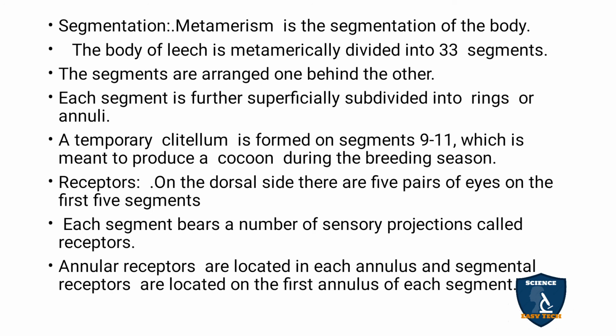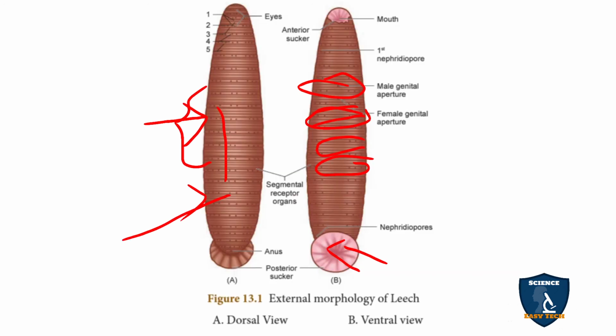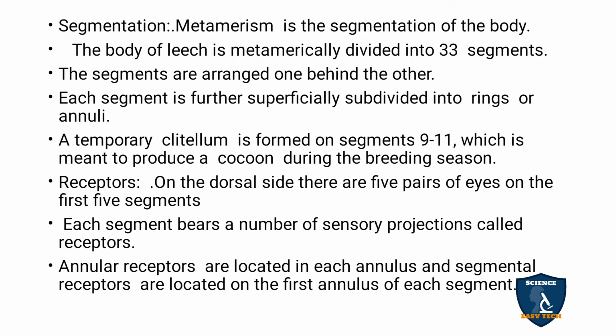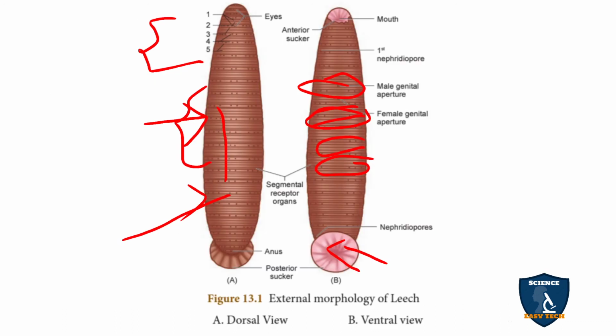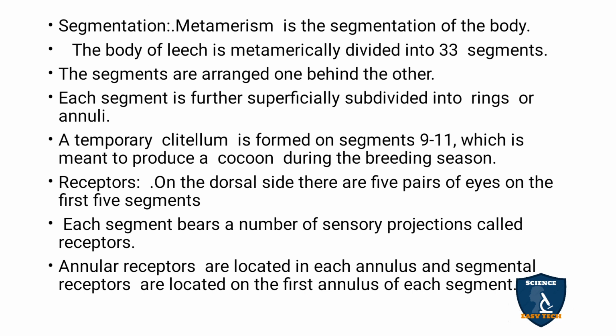Receptors. On the dorsal side you have 5 pairs of eyes, that is, sense organs are seen in the first 5 segments. In the first 5 segments, the sense organs are present, mostly the eyes. The sense organs are the receptors, that is, they have a projection which receives the signals. So they are called receptors.